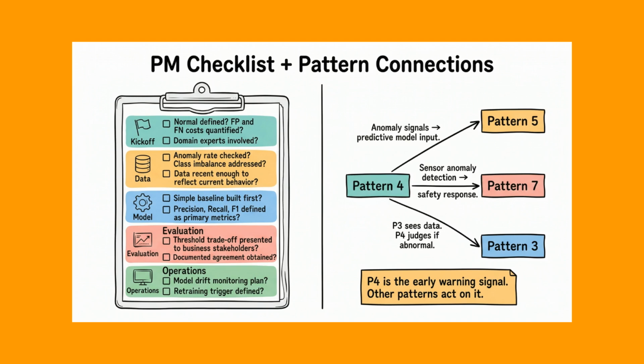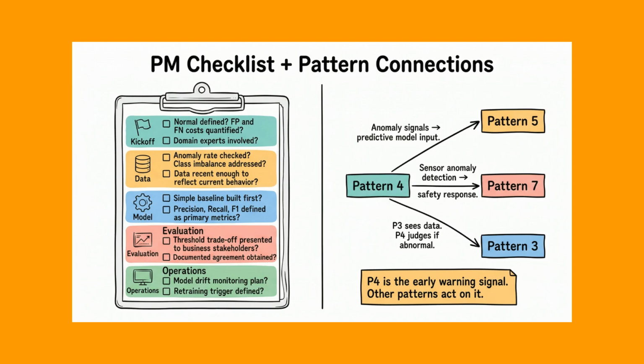For data, check these things. What is the ratio of anomalies to normal data? If below 1%, you have a class imbalance problem. Is the historical data recent enough to reflect current behavior? Are the anomaly labels verified by domain experts, not just auto-generated? For the model, confirm these things. Have you built a simple rule-based baseline to measure improvement against? Have you defined precision, recall, and F1 as your primary metrics before training begins?